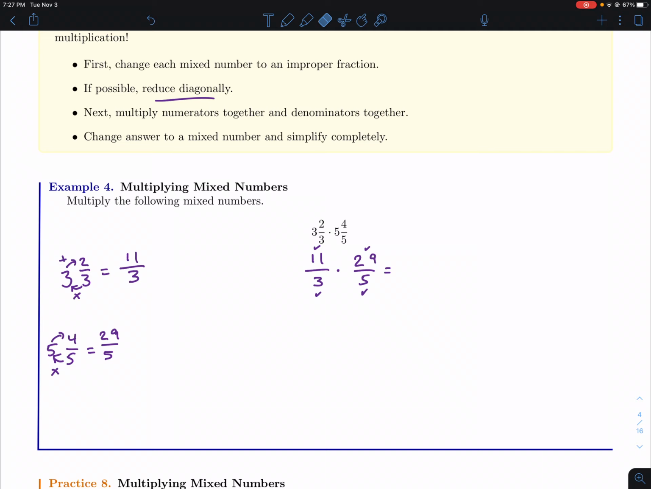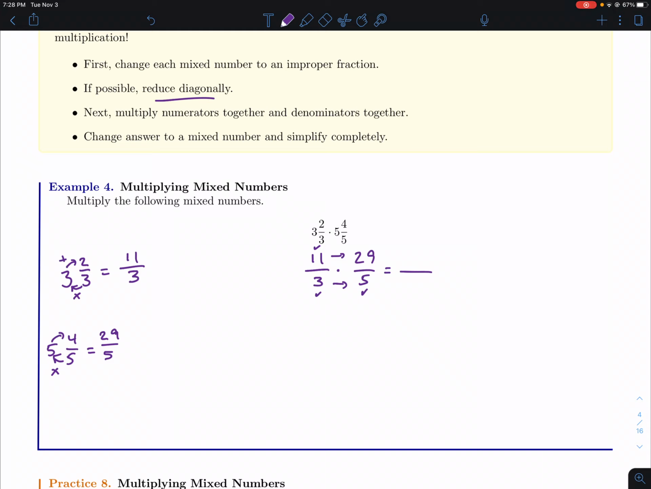Now, if you don't do that, it doesn't matter. You'll get the same answer either way if you don't reduce early. If you just go ahead and multiply straight across the top and straight across the bottom, you'll get the right answer either way. But it sometimes does make the multiplication a little bit easier if you do it in advance. Here, there's nothing we can simplify anyway, and it just said if possible, so we can't do that step. Now our next step is to multiply straight across the top and straight across the bottom.